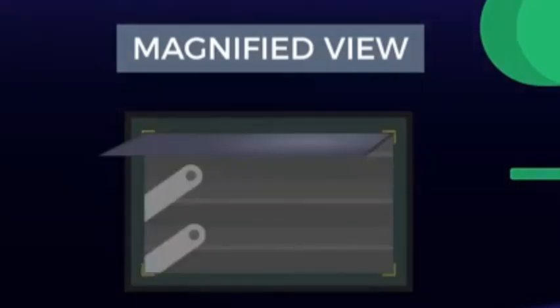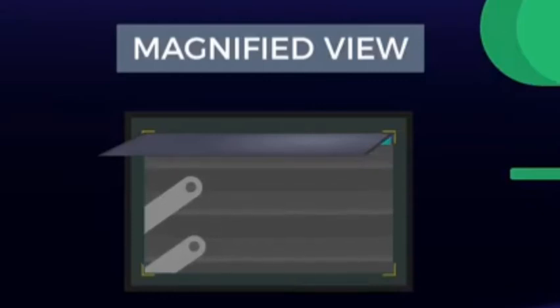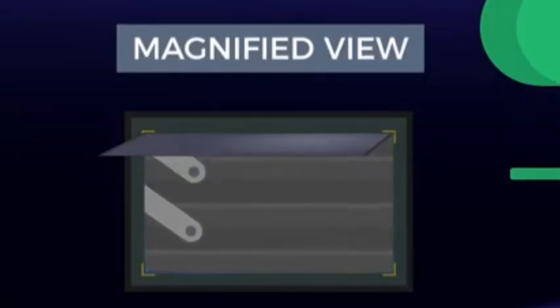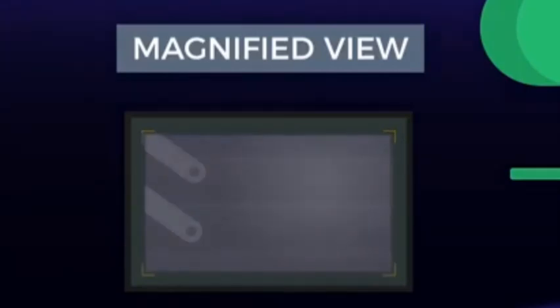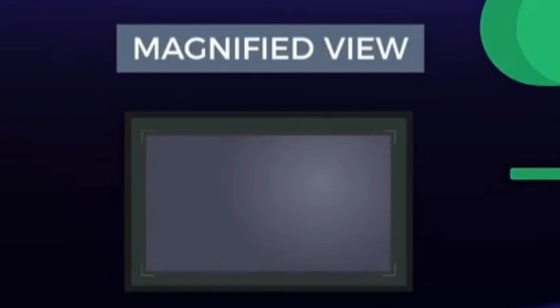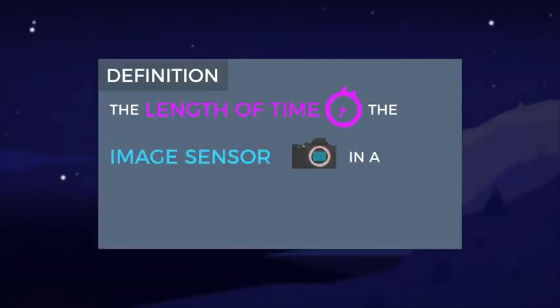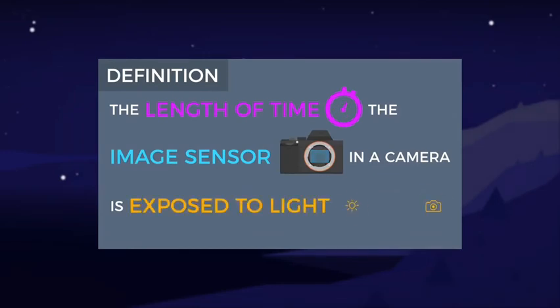Let's assume a condition. If the shutter is open for a longer time, what happens? Yes, it allows more light towards the sensor. And if the shutter is open for less time, it allows a lesser amount of light for capturing. This is what is called shutter speed. By definition, shutter speed is the length of time the image sensor in a camera is exposed to light.